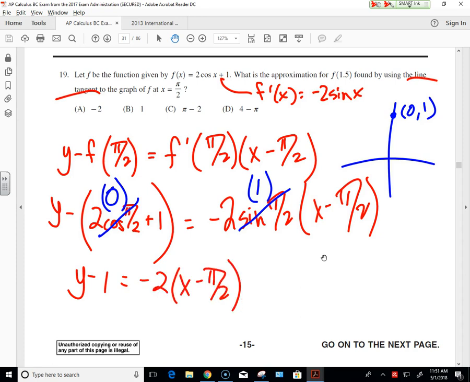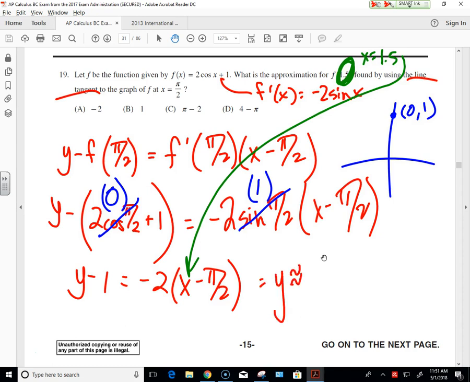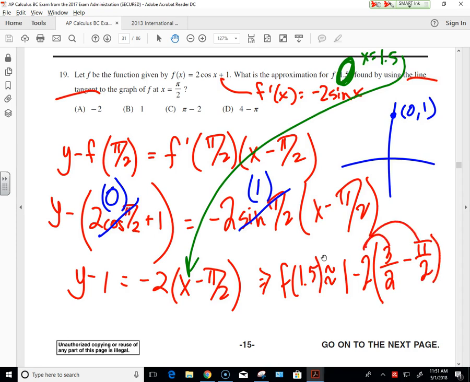How do you use a tangent line to approximate a y value? Take the x equals 1.5 and plug it in the only spot that an x is supposed to go. And we end up with y will be approximately, or I could say f of 1.5 will be approximately the y value, which will be 1 minus 2 times, I hate 1.5. Fractions make so much more sense. 3 halves minus pi over 2. That 2 comes in and ultimately ends up canceling all those guys out. And you end up with 1 minus 3 minus a negative pi.